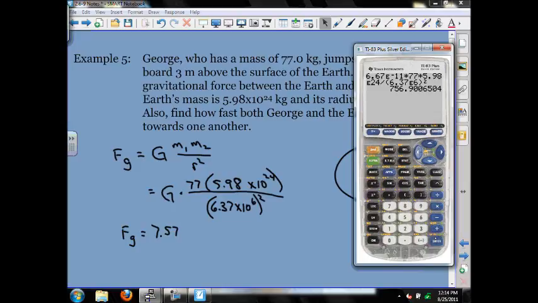Yeah, 757. It's off by a factor. Double check with your calculator. Make sure you can get 757 newtons.